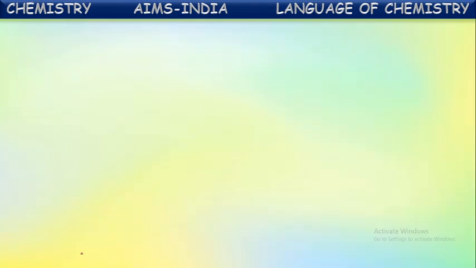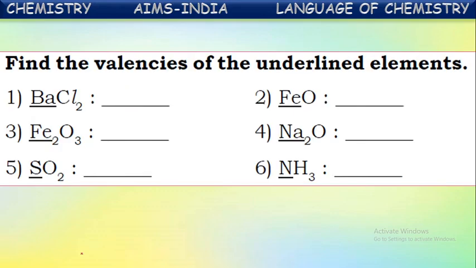Next. Find the valencies of the underlined elements. Let us try to find the valency here of barium. By the crisscross method, you can find it easily. We know chlorine valency is 1. If you crisscross that, here there is 1. So the valency of chlorine is obtained as 1. And this number will come as the valency of barium. Valency of barium is 2.